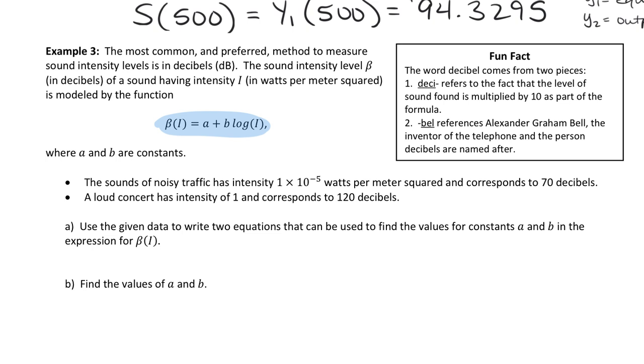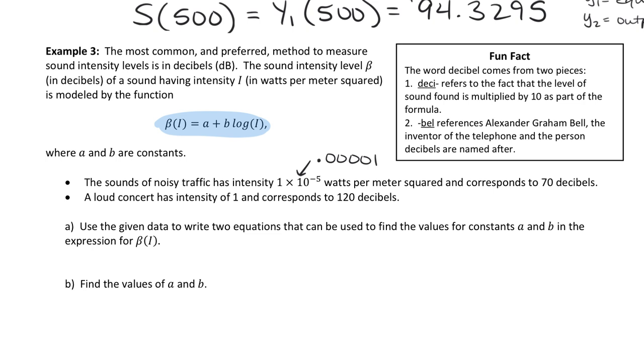The sounds of noisy traffic have an intensity of 1 times 10 to the negative 5 watts per meter squared and correspond to 70 decibels. Quick question for all my science friends. What is this number written as a decimal? There are 4 zeros after the decimal point: 0.00001. Why? Scientific notation tells me to move the decimal point 5 times to the left. From behind the 1, I move it 5 times, so that's the number 0.00001.